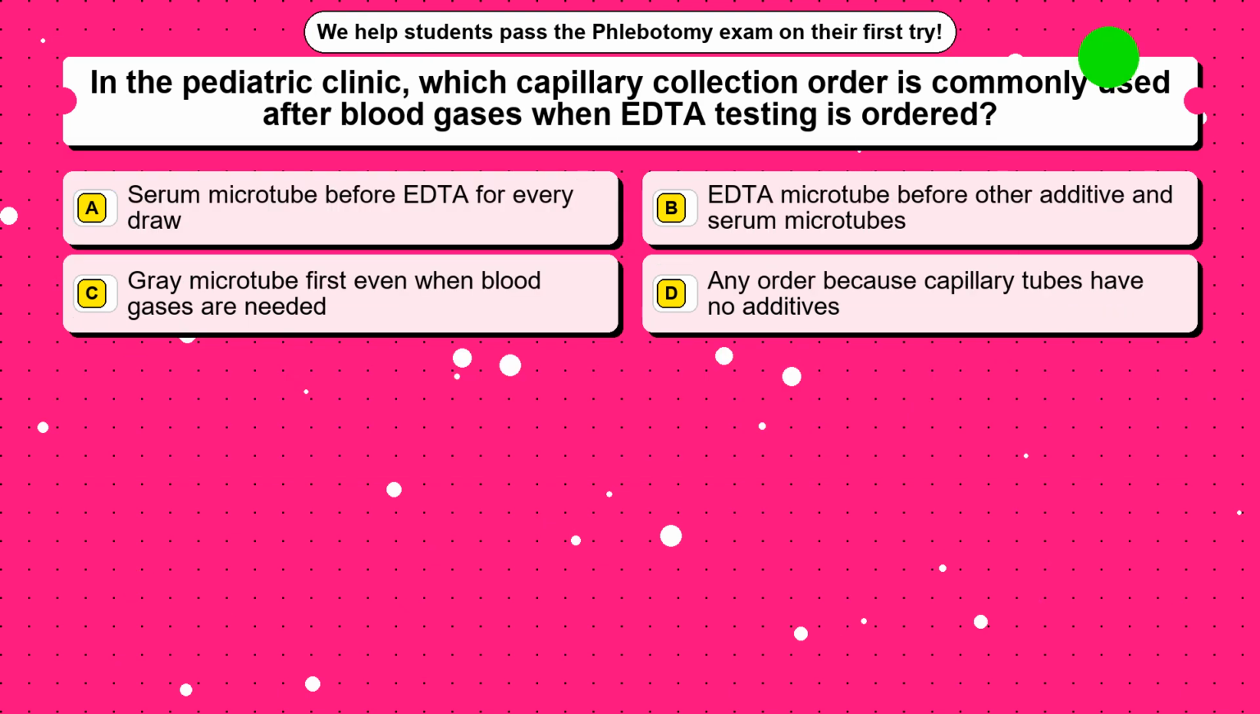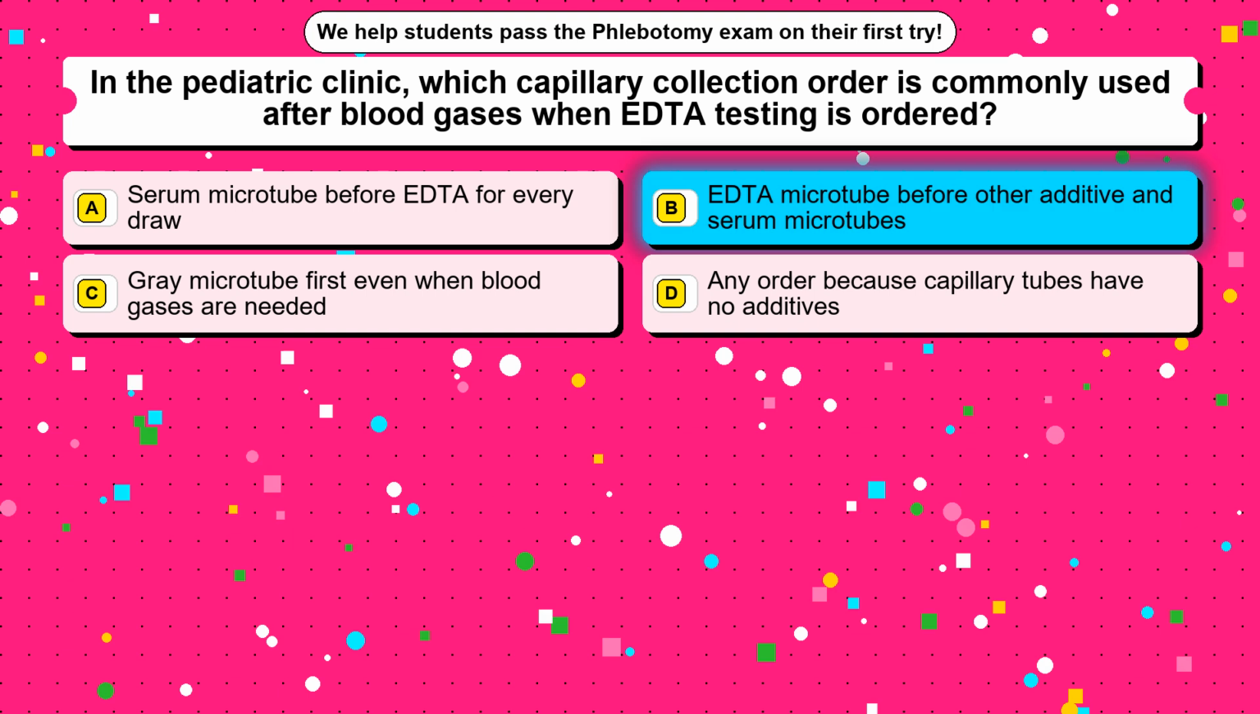Question 25. In the pediatric clinic, which capillary collection order is commonly used after blood gases when EDTA testing is ordered? Option A: serum microtube before EDTA for every draw. Option B: EDTA microtube before other additive and serum microtubes. Option C: gray microtube first even when blood gases are needed. Option D: any order because capillary tubes have no additives. The correct answer is option B.